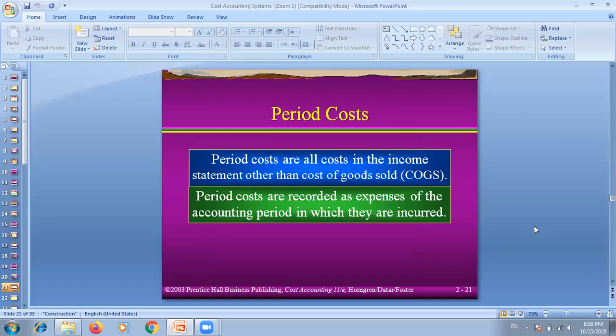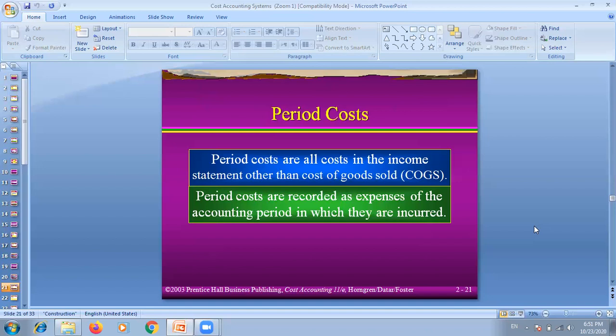What about period cost? We explained it, but we are explaining again. Period costs are all costs in the income statement other than COGS. COGS, cost of goods sold, is cost of production plus marketing cost. After producing the inventory, we consider it a current asset. When we sell it, we add to its cost the selling cost, the marketing cost, to be converted to COGS.